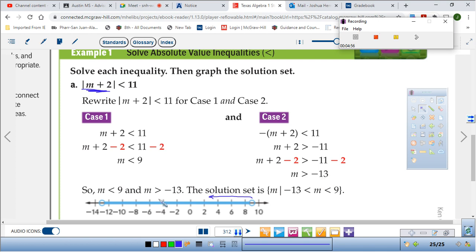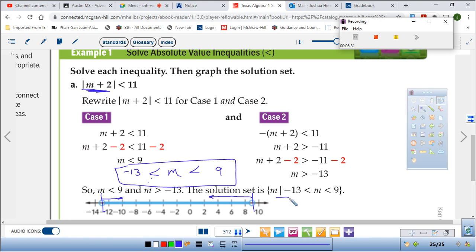So from negative 13, go in this direction. So there's my final answer, from here to here. We actually say that your m's are between negative 13 and positive 9, like this. Now, are they included? Is there an equal sign? They're not included. There's no equal sign here, so I don't put it. And there's my final answer.